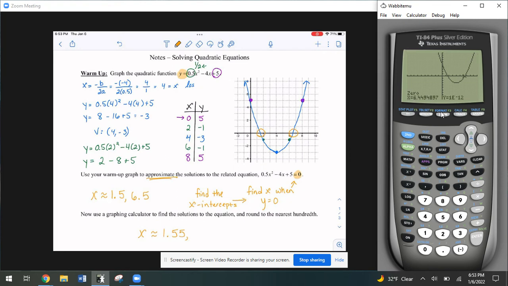So I get 6.449. So I'm going to round that to 6.45. Now, all x-intercepts are reflection point pairs, so we can use that to our advantage if we would like.